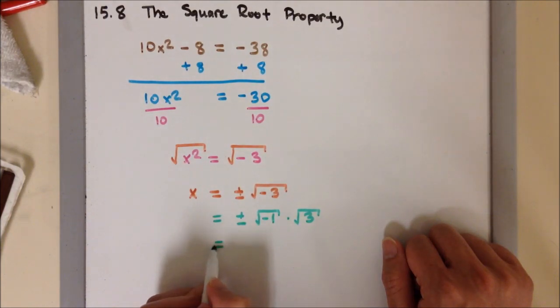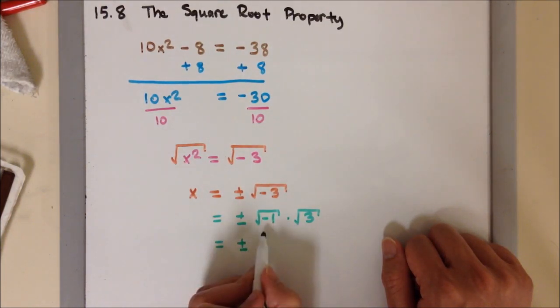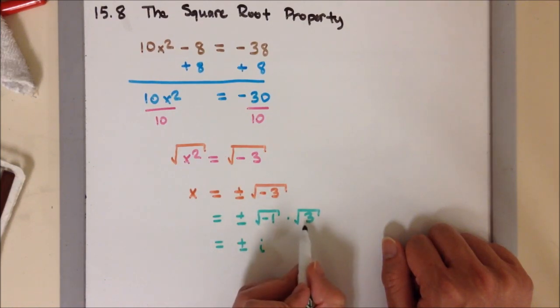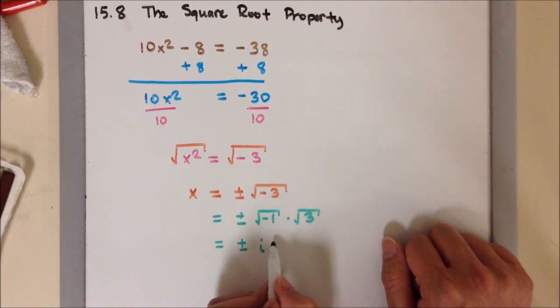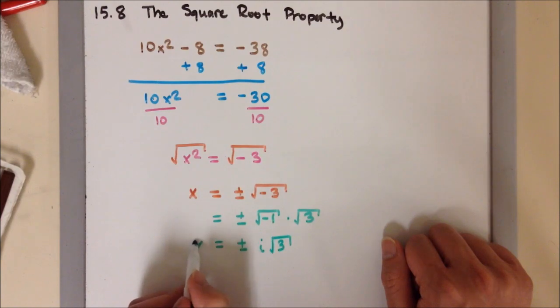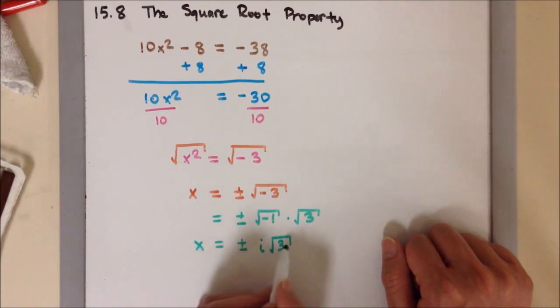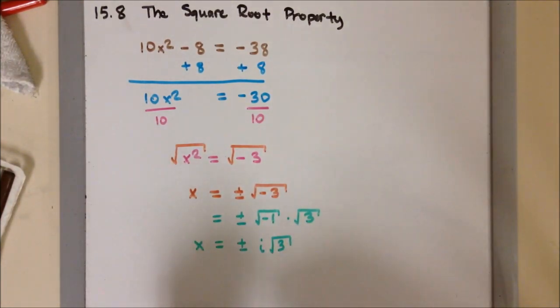So that means it's going to be equal plus and minus. The equivalent form of square root of negative 1 is i. And I'm just going to bring down square root of 3 and put it next to the i, like so. So x equals positive negative i square root of 3, and that will be your final answer.